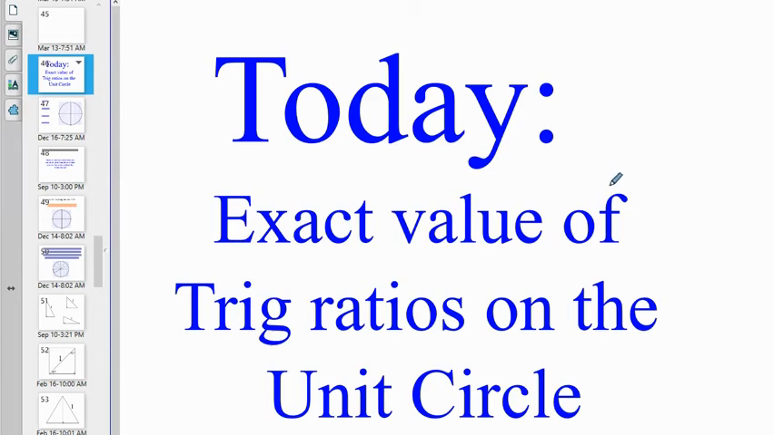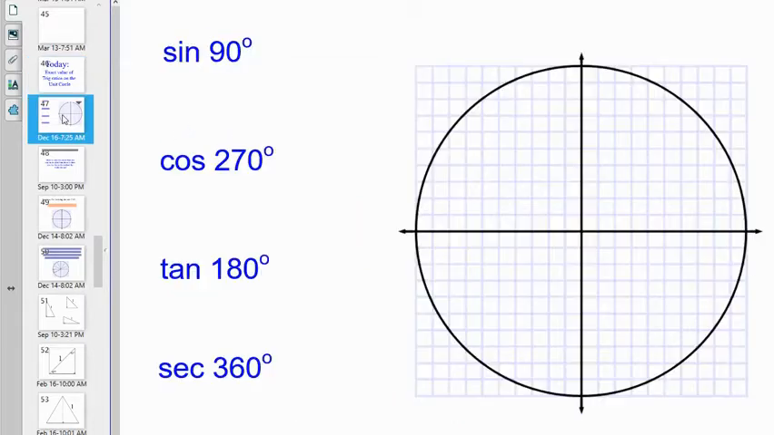Today we are going to be taking a look at the exact value of trig ratios on the unit circle. So a quick reminder that the horizontal component, or the x value on the unit circle, is the value of cosine. Sine is the value of the vertical, or the y component. So if I've got angles like the ones shown here, 90, 180, 270, 360, where they are either straight up or straight down, straight left, straight right, you're going to have a lot of zeros and ones because those are our coordinates.